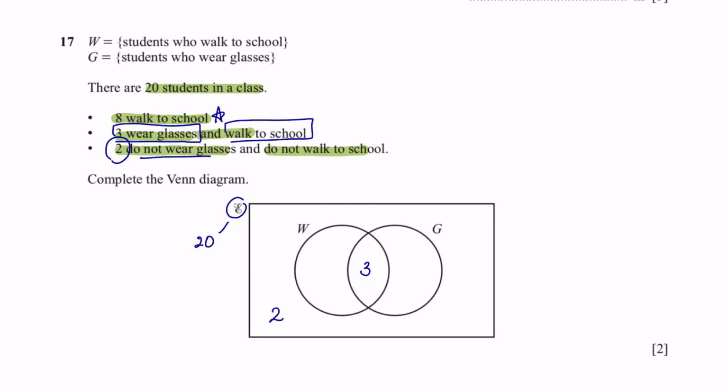We also know that 8 students walk to school, so the total number of students who walk to school would be 8. If there's already 3 students here, then the rest of the 5 would be here. So this sums up to 8. Now we have got a total of 20 students. Take away 8 students who walk to school and take away 2 students who do not do either one, and that would leave us with 10 students. So that would be over here. Now just to double check, if you sum up all these numbers, you would get a total of 20.